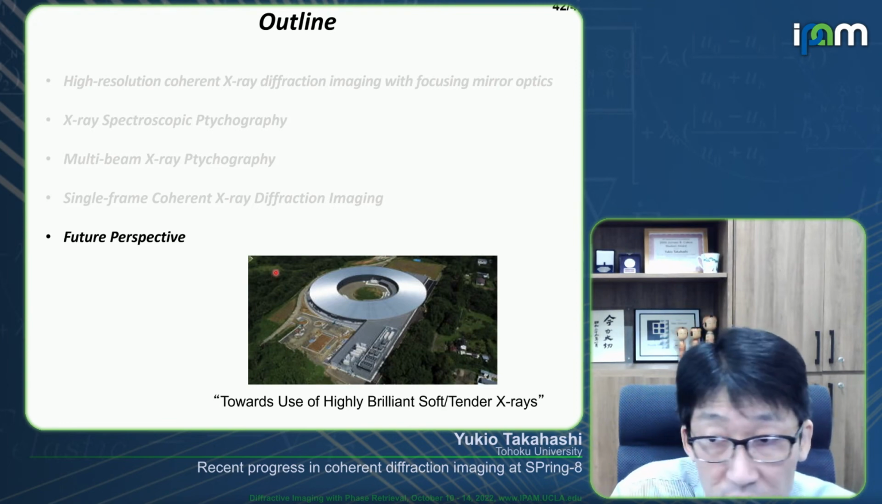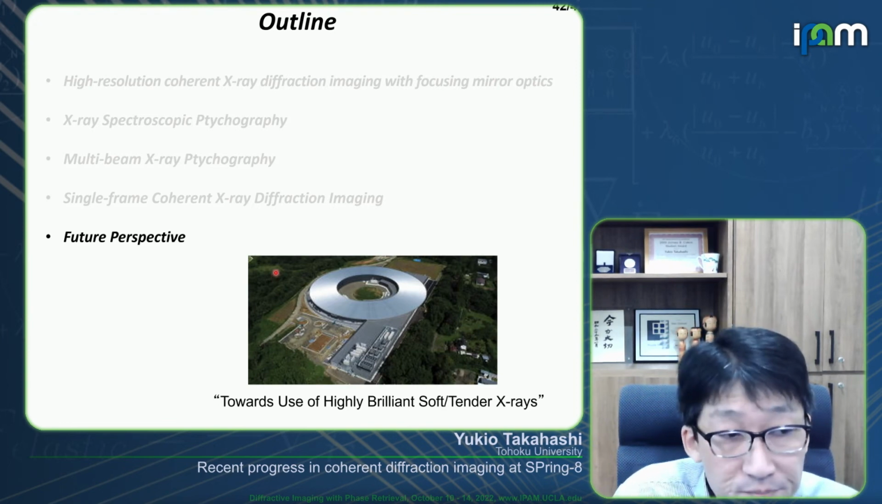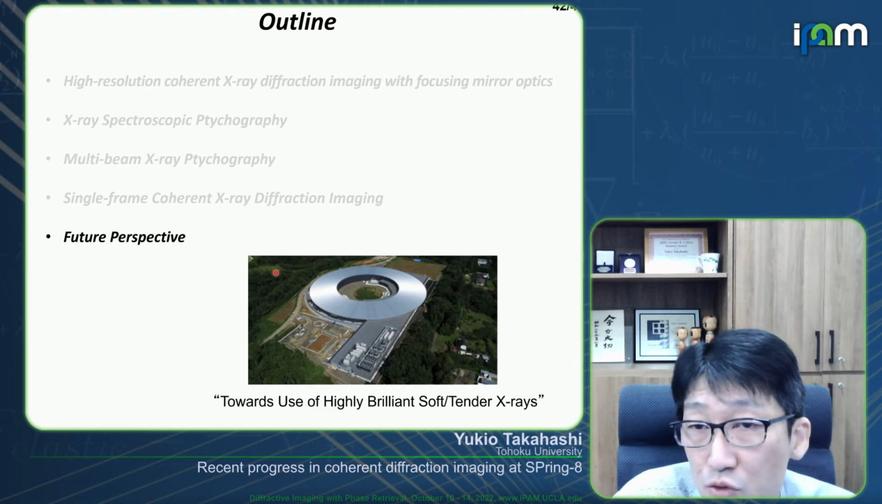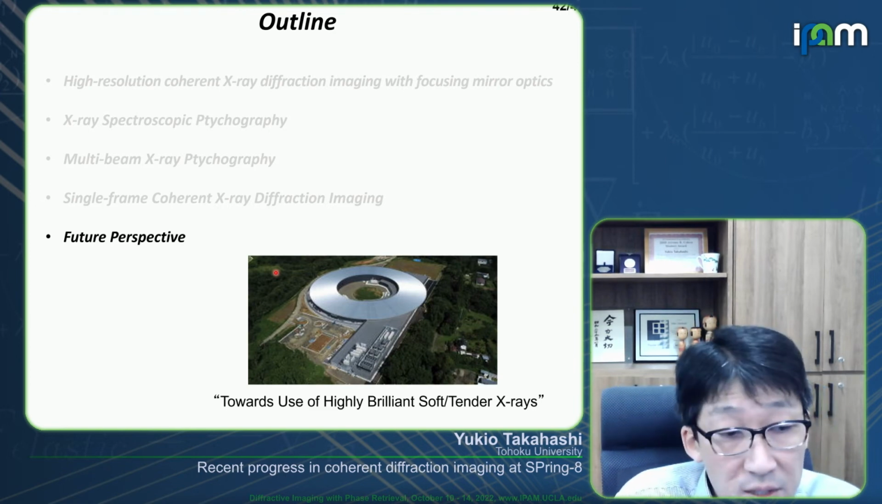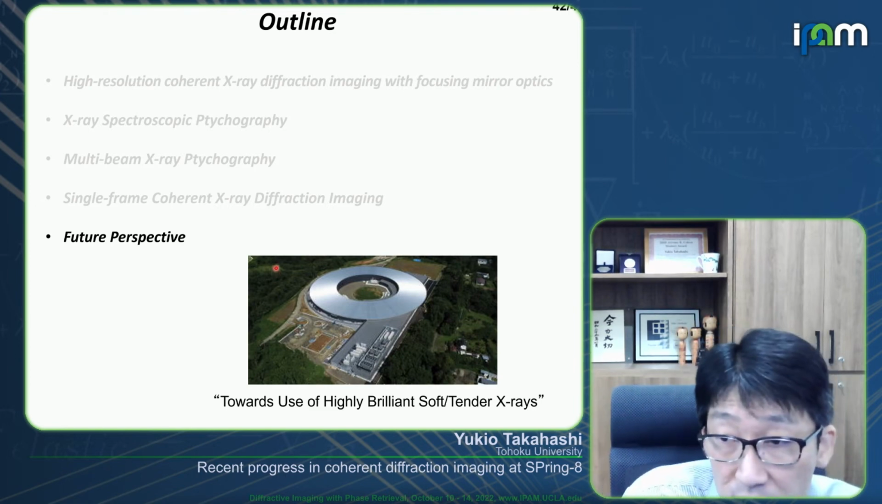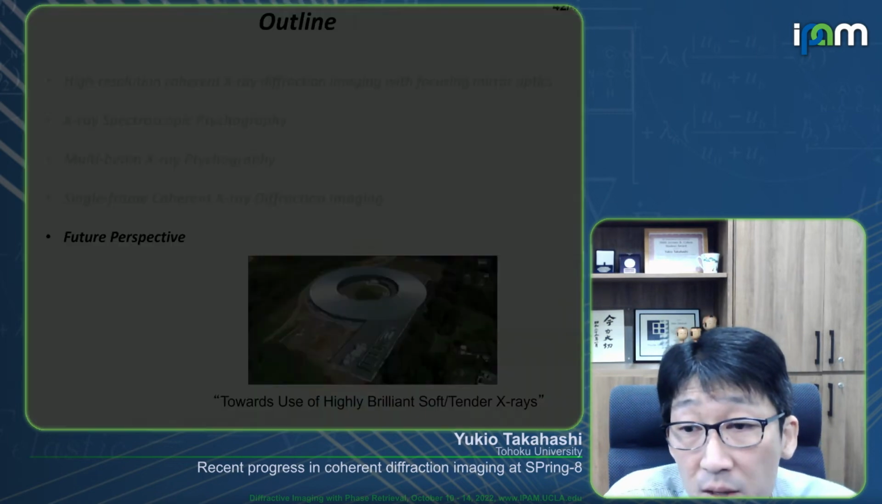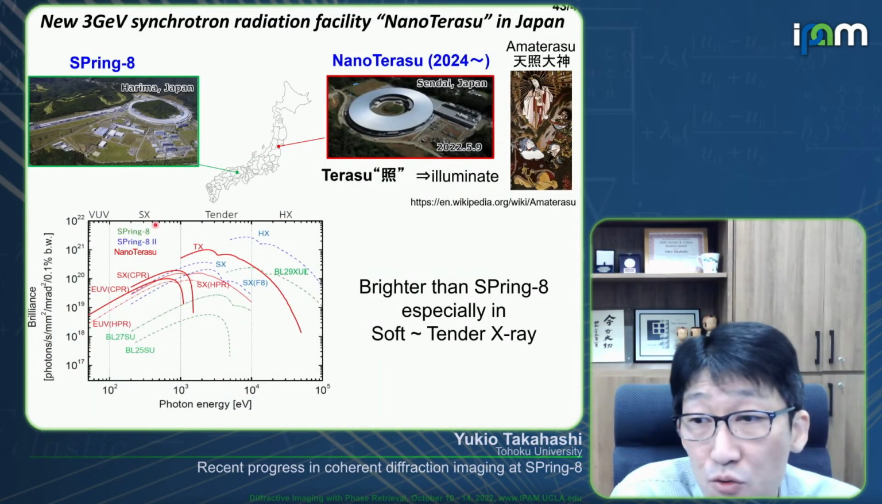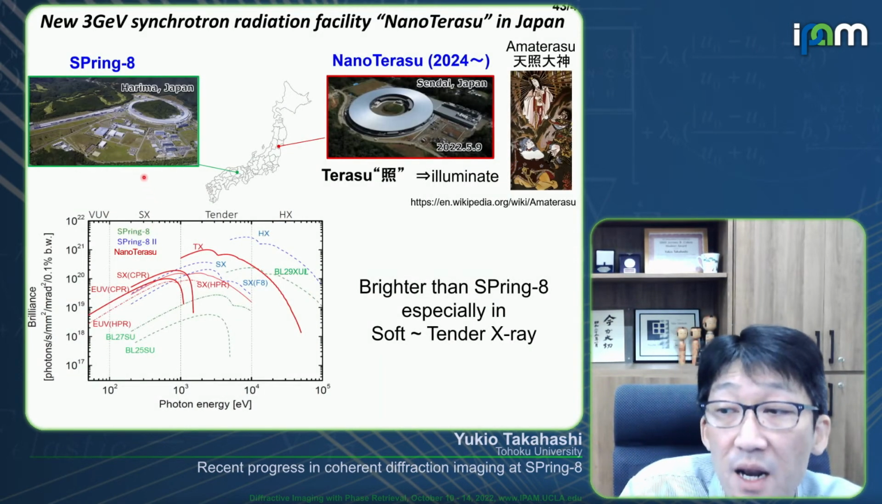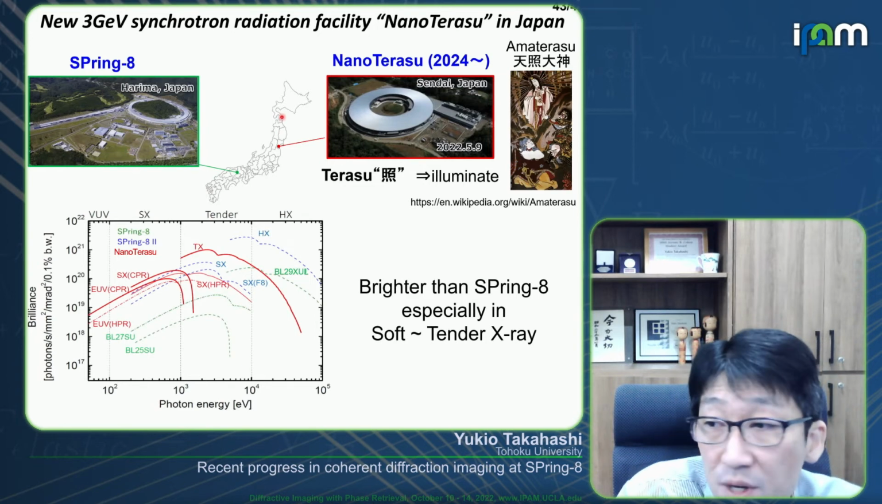That is the future perspective, and the new 3GeV synchrotron facility in Japan, that is NanoTerasu. The motivation is towards the use of highly brilliant soft and tender X-rays. So now the 3GeV synchrotron radiation facility NanoTerasu is under construction in Japan.